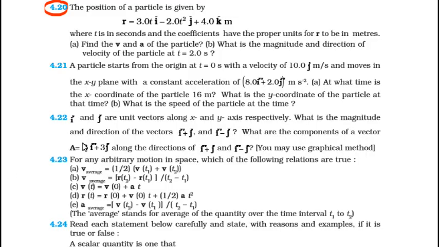Now 4.20. The position vector of a particle is given by r is equal to 3t i minus 2t square j plus 4k m, where m is meter, t is in second and the coefficients have proper units for r to be in meters. A. Find v and a of the particle. B. What is the magnitude and direction of the velocity of the particle at t is equal to 2 seconds.